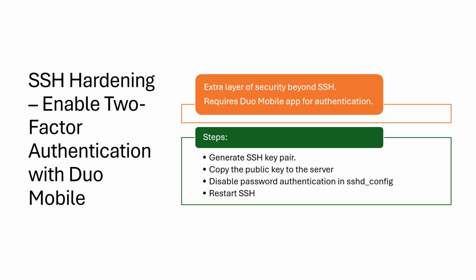After entering an SSH key, users will receive a Duo push notification on their Duo Mobile app. They must approve the login request before gaining access. This setup ensures that even if an attacker has access to an SSH key, they still need to verify login through Duo Mobile, adding a stronger layer of security.